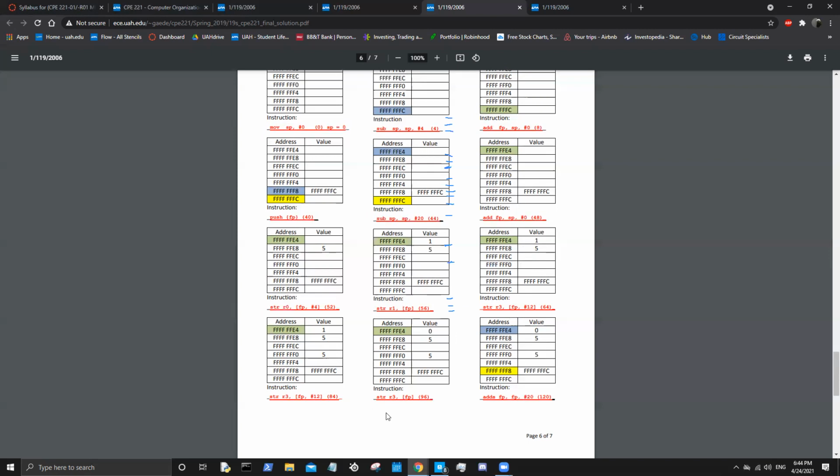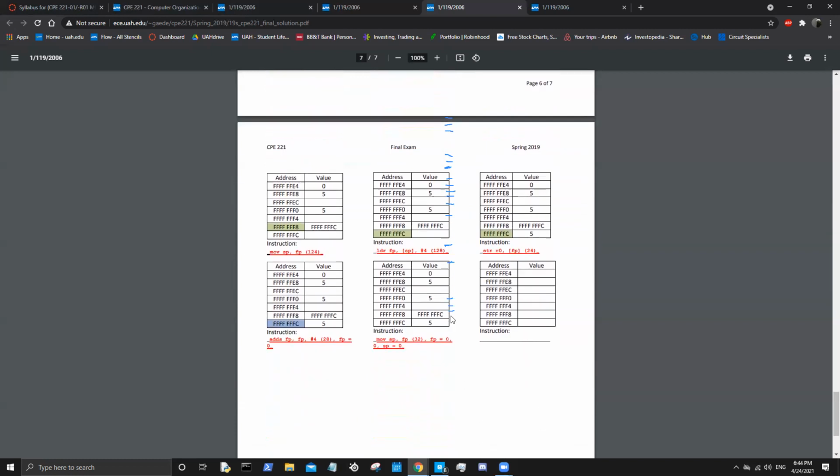Either way, next position is store R3 at the frame pointer, line 96, which just overwrites what was currently there. It just puts a 0 in instead of a 1 because during the program's execution, the value of R3 changed. And so on and so forth, moving around the stack pointer and stuff.